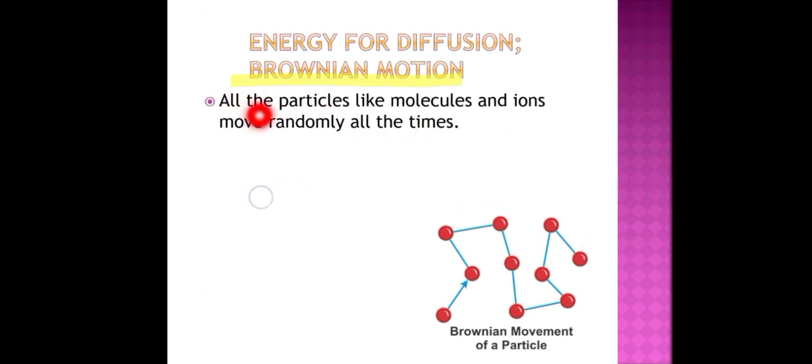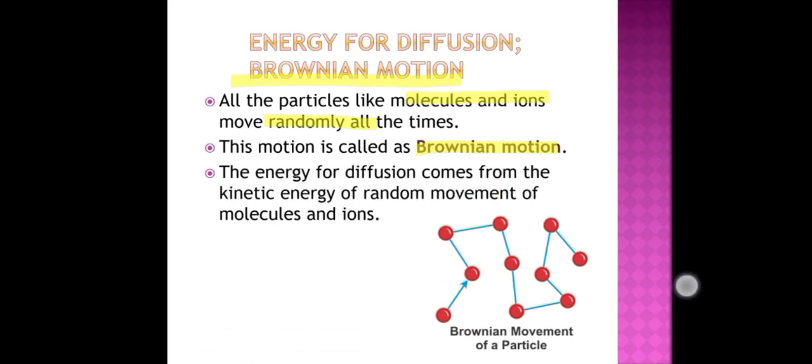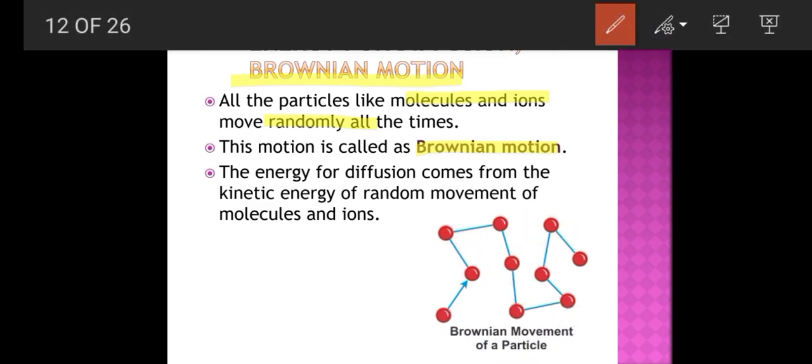As we know, in matter, all the particles like molecules and ions move randomly all the time. As we can see here, molecules are moving randomly. This random movement is called Brownian motion. So Brownian motion is the random movement of molecules and ions. This random movement of molecules and ions produces kinetic energy, and the energy of diffusion comes from the kinetic energy of random movement of molecules and ions.